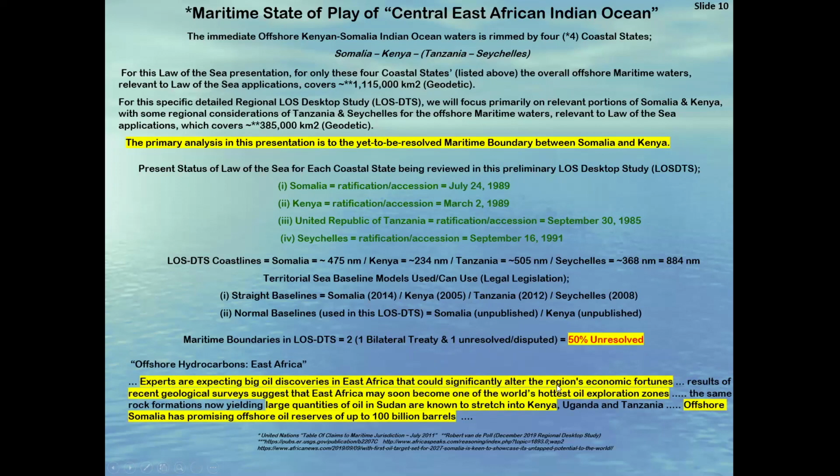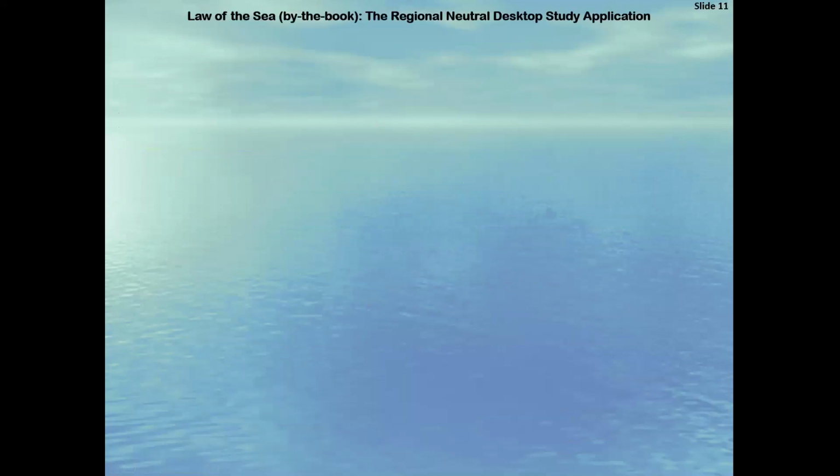This could significantly alter the area. Results of recent studies in the East say it could become one of the world's hottest oil zones. These types of rocks from Sudan oil are going down into Kenya, and also offshore Somalia has promising oil reserves. Now, these are just internet references, but what it means is this area is a potential hotspot for hydrocarbon offshore. And that's why obviously we need to look at this maritime boundary.